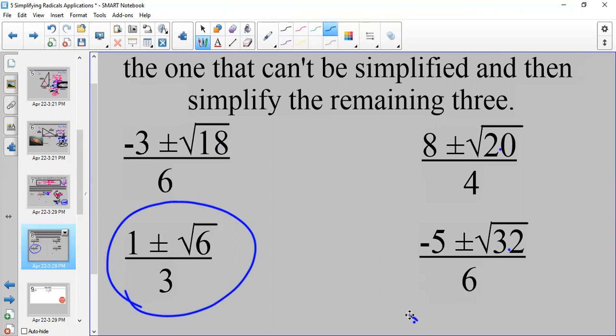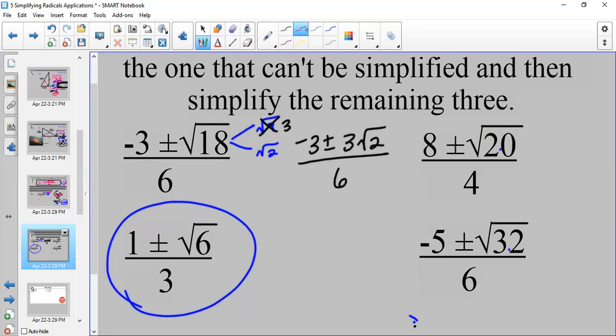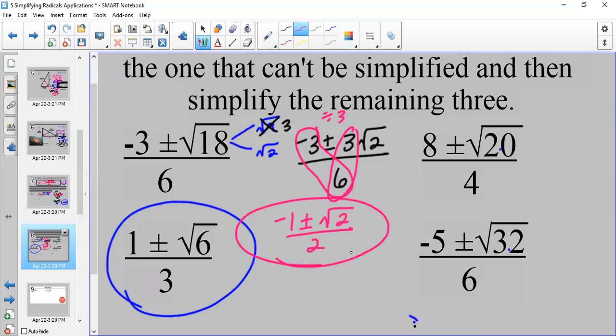So let's look at what that means. We can break 18 up into the square root of 9 and the square root of 2. Square root of 9 is 3. So here, I would still have negative 3 plus or minus out front. And then I'd have 3 square root of 2 all over 6. Okay, I look at my three outside numbers and see if I can clean them up. They're all divisible by 3. So I'm going to get negative 1 plus or minus, I don't need 1 times the square root of 2, I can just put square root of 2. And on the bottom, I'd have 2. That is our answer in simplest radical form.